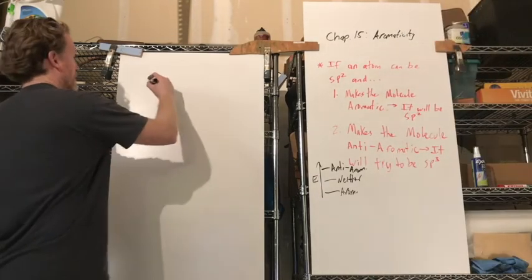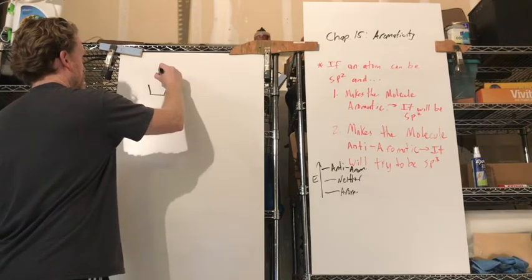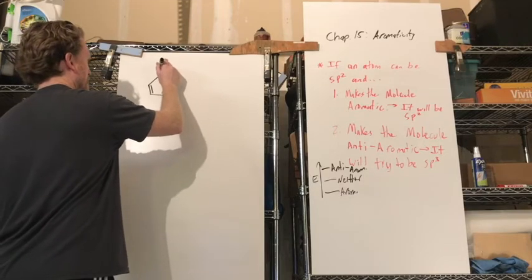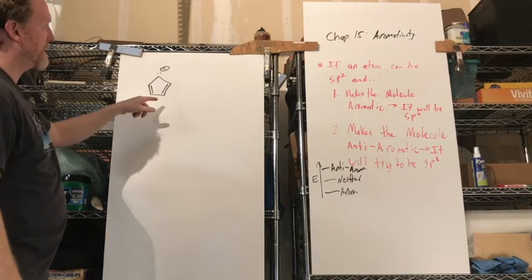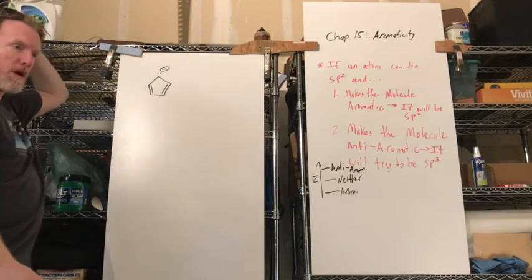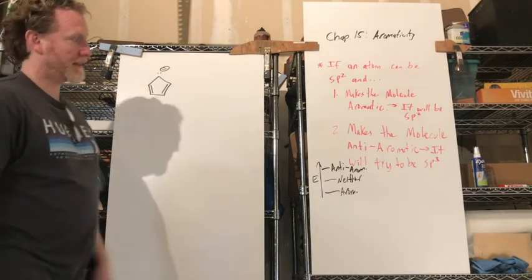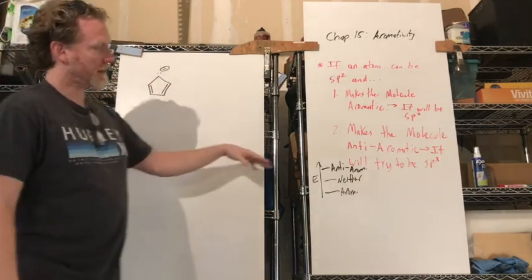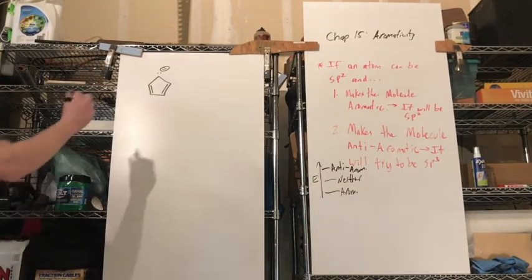All right, here's one. Let's go with a five-membered ring, two pi bonds, a lone pair, and a negative charge. This is called the cyclopentadienyl anion. Okay, so can this molecule qualify to be aromatic? If it can be aromatic, then it wants to be low in energy. If it's going to be anti-aromatic, it's going to try to find a way to be neither. Let's check it first though.